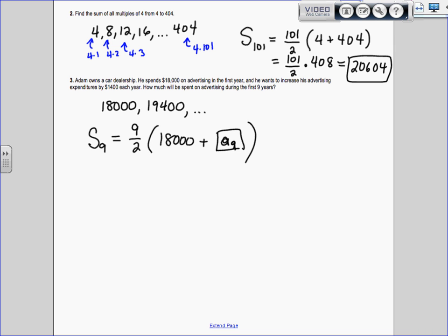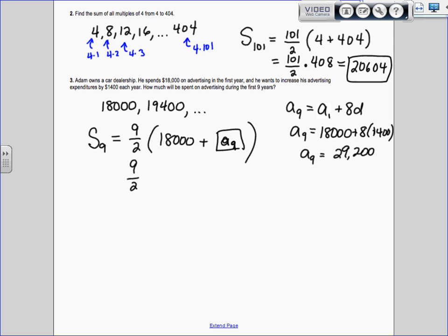We don't know what that is. We need to find it. So I go off to the side and I say, well, the 9th term would be my first term, but I'm going to add on 8 of those common differences. So my first term is 18,000, and my common differences are 1,400. So A sub 9 is 26, 27,000 something. You're computing. I need to get my calculator. You got it? What is it? Okay, good. 29,200.